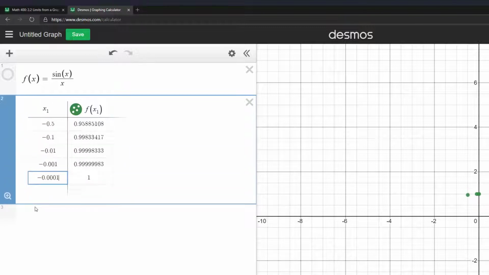So it looks as though as x is approaching 0 from the left-hand side, that sine of x over x function is approaching an output of 1. So that's what I would say the left-hand limit is. It looks as though the left-hand limit of this function as x approaches 0 is going to be 1. And that's the best we can say, by the way, is that it looks as though. This is not a proof that the values approach 1. It's a series of examples that showcase that it might approach 1.